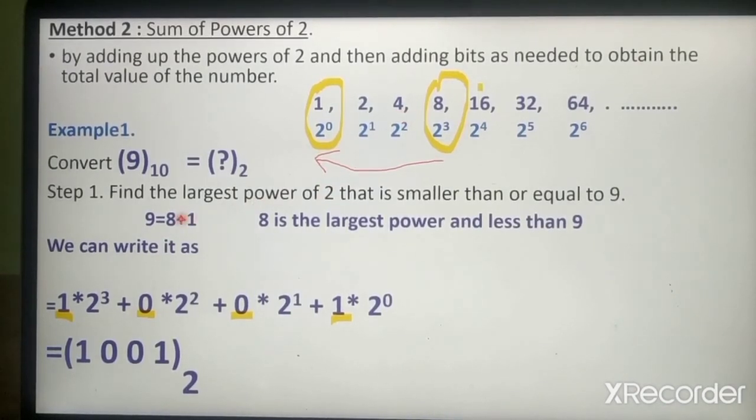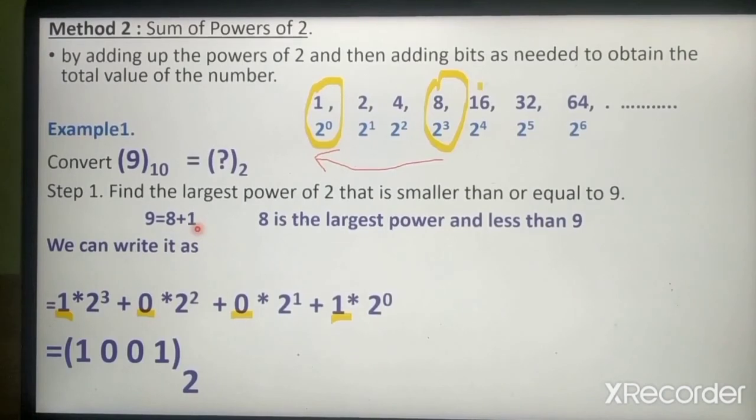Here 4 is not available, so you put 0 into 2 to the power 2. Next check 2. 2 is also not there, so you write 0 into 2 to the power 1. Next check whether 1 is there or not. Yes, 1 is available, so you put 1 into 2 to the power 0.